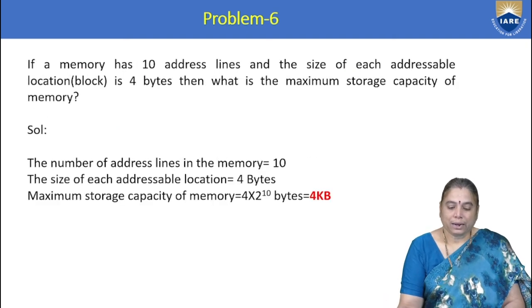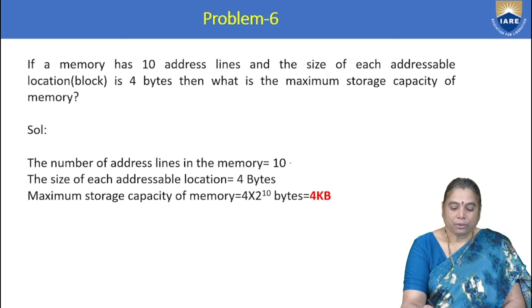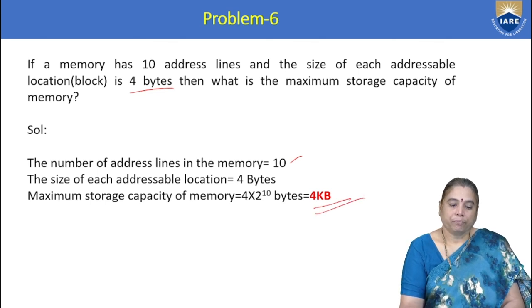If a memory has 10 address lines and the size of each addressable location block is 4 bytes, what is the maximum storage capacity of the memory? Address lines are 10, so 2 power 10 is the number of locations, and the size of each addressable location is 4 bytes. So, the maximum storage capacity is 4 into 2 power 10, that is 4 KB. Like this, depending upon the address lines and data lines, the storage capacity of the memory can be calculated, and a variety of simple problems can be given in various competitive exams.